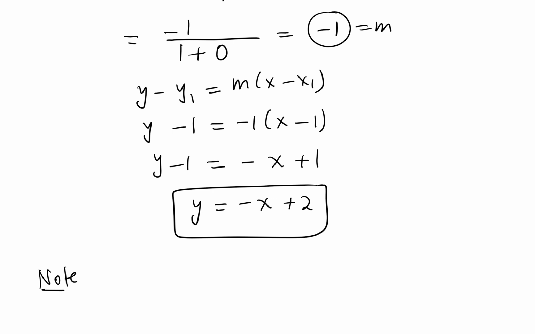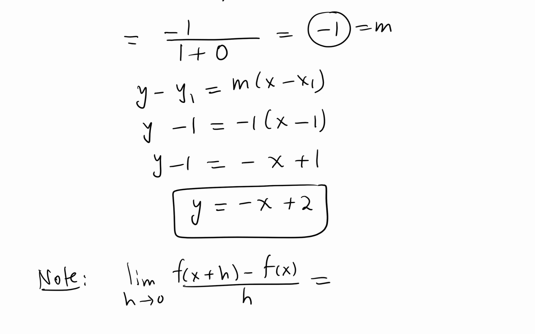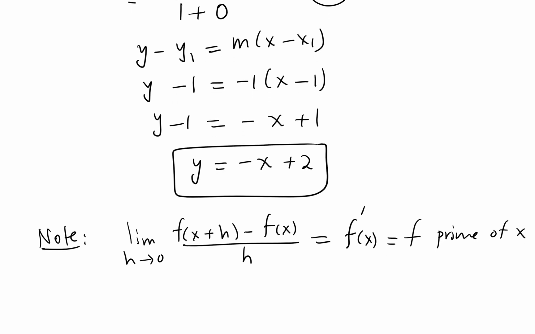Note the limit as h goes to 0 of f(x plus h) minus f(x), all over h. This is called f prime of x, read as f prime of x. What is that symbol for? This is for what we call a derivative of the function f(x). Derivative of f(x).